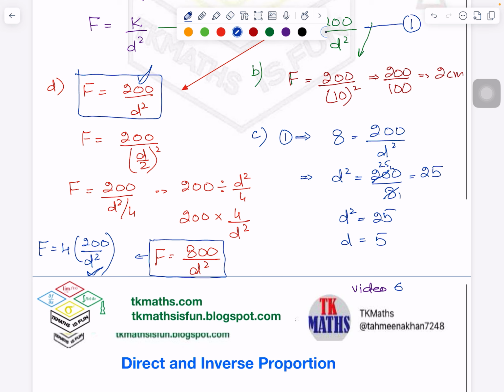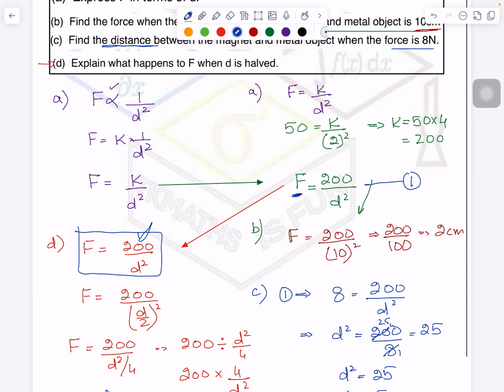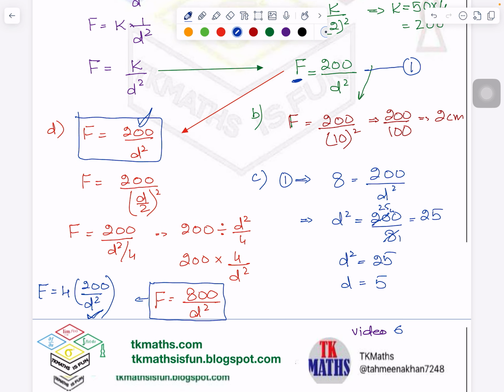So we can say force is 4 times when the distance is halved. This is what the question is saying. Okay, we explain what happened to force when the distance is halved. So you can say when the distance is halved, the force is 4 times. Okay, I hope you understood.